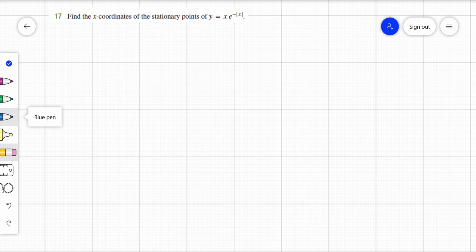All we're asked to find are the x coordinates of the stationary points here, the x coordinates only, so that makes it nice and easy. Now remember, when you've got that absolute value of x, we can look at it in two cases. We can say, well, let's look at when x is positive, and let's look at when x is negative. We can see from here that when x is 0, we get y equals 0.